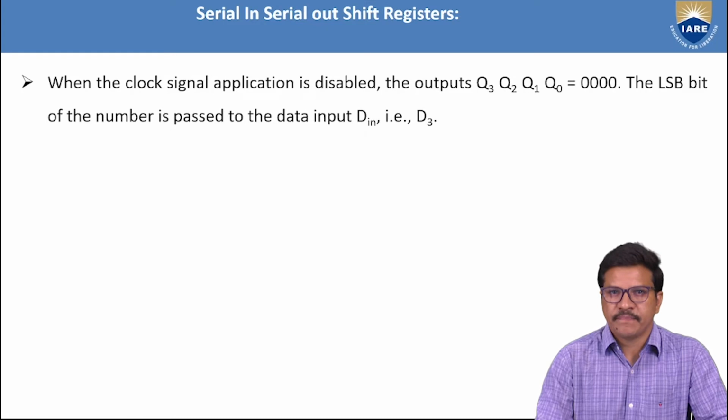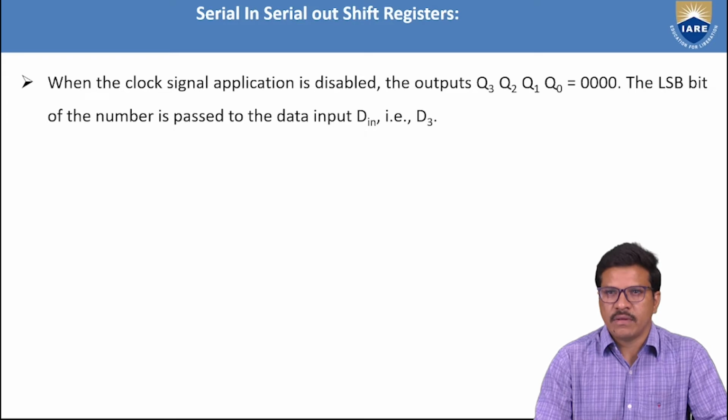In this case, when the clock signal is not applied, the outputs Q3, Q2, Q1, Q0 are four zeros. The LSB of the number is passed to the data input Dn, that is D3. So when the clock is applied, immediately the data which is available serially at the D3 input is passed through the D flip-flops: first D3, then D2, D1 and D0.